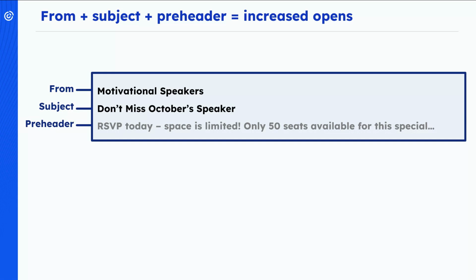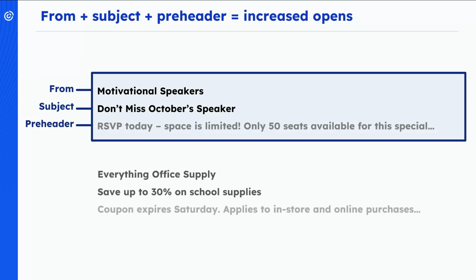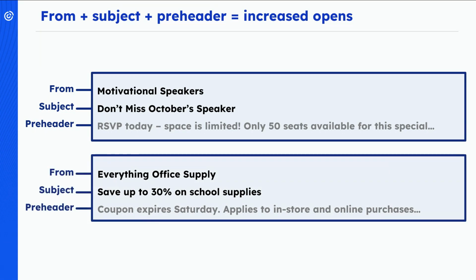You'll notice for the supporting pre-header text, they use the call to action technique when they say RSVP today. They also created a sense of urgency by adding space is limited. Here's another example from Everything Office Supply. Their subject line is "Save up to 30% on school supplies." They use the pre-header text to tease content by letting readers know there's a coupon inside. They also create a sense of urgency by including an expiration date for that coupon. These are just a couple examples you can follow for the header of your next email campaign.